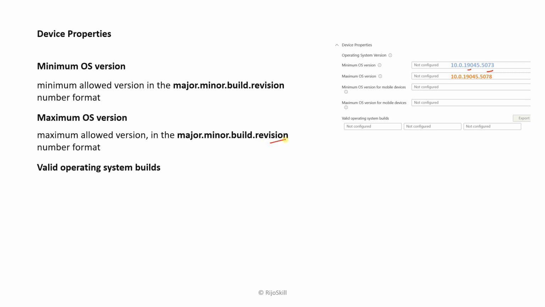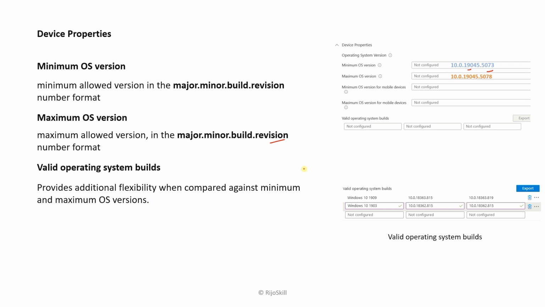And next one, vault operating system build. It provides additional flexibility compared to the minimum and maximum OS version. So here you can see operating system build. I give Windows 10 1903, and we can give the same major, minor, build version, the minimum OS version, and also give the maximum OS version. So now you understand what the device property is.